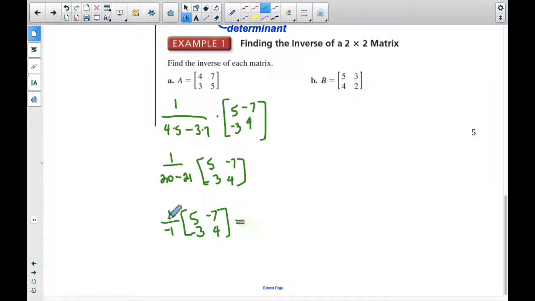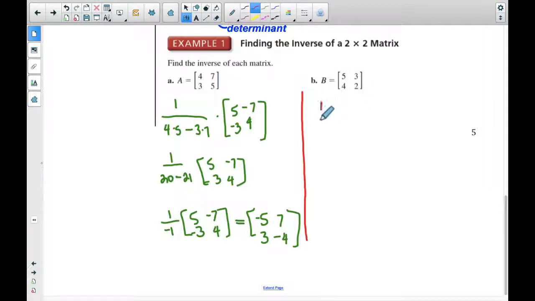But we know, don't we, that 1 over negative 1 is just equivalent to negative 1. So we're going to take negative 1, and because it's a scalar times a matrix, we know how to do this. We're just going to take negative 1 times each element inside the matrix. So that's going to be a negative 5, a positive 7, a positive 3, and a negative 4. Okay, I don't know about you, but that seems like a lot of work. But that is our final answer. Let's do one more example just so we know what's going on.